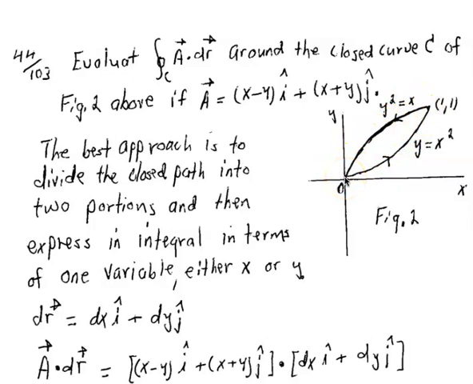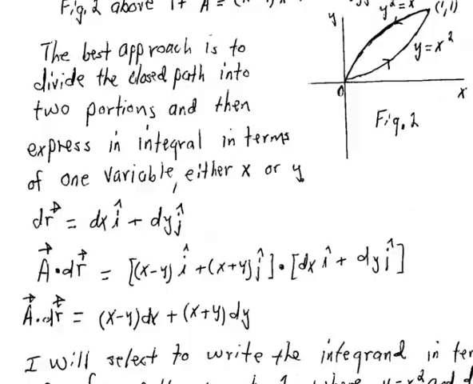You would have a standard Riemann integral, say, of some function f of x, and you integrated that f of x from some x1 to x2, and you came up with some number. We're going to do a similar thing here, but the best approach is to divide the closed path into two portions, and then express the integral in terms of one variable, either x or y. And then you can perform the integration. All right, let me go on.